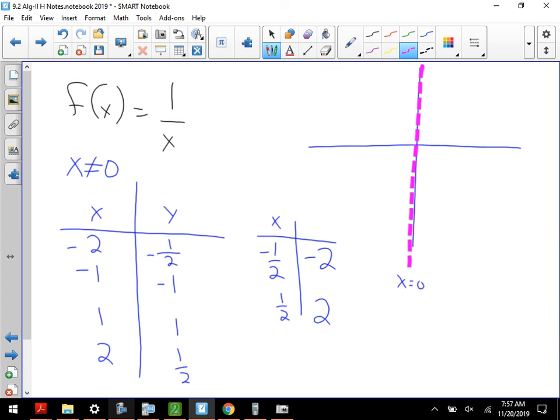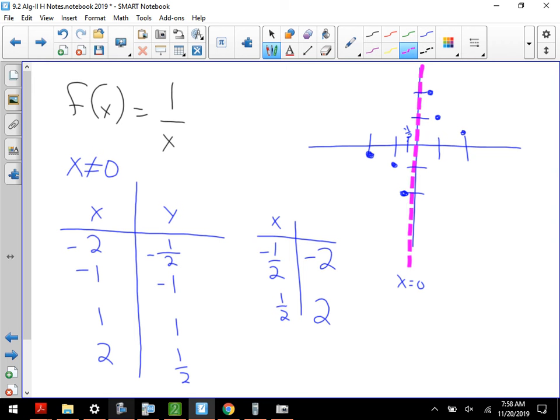Okay. And now, just like you've done before, we plot points. Well, we have -2, +2. At -2, it was -1/2. So here. At -1, it was -1. And at -1/2, it would drop to -2, didn't it? So we'll say that's a half, sorry. Okay? And then on the other side, it mirrors it. 1, 2, 1/2, 2.